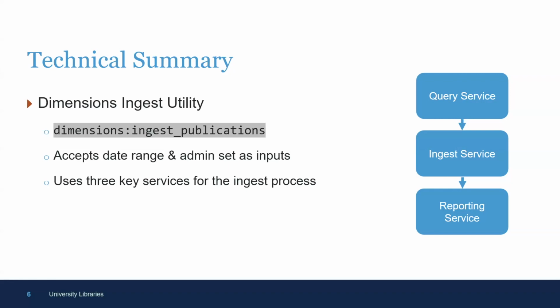My name is Dave, and I'll be giving a brief high-level technical overview of the Dimensions ingest utility. The process starts by running the Dimensions ingest publications command. It accepts a date range and an admin set as inputs. And from there, there are three main services that will handle the ingest of publications we've deemed as open access. These services are included in the diagram on the right. We'll be going through each of these services step by step, and I'll explain how they interact to complete the ingest process.